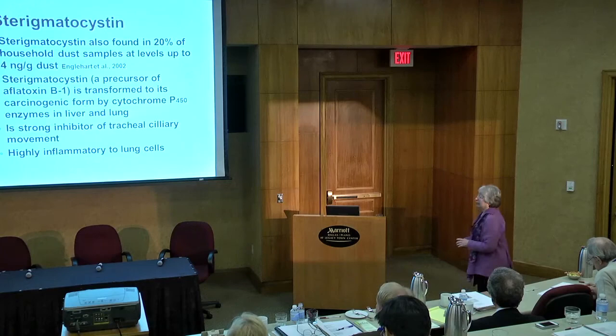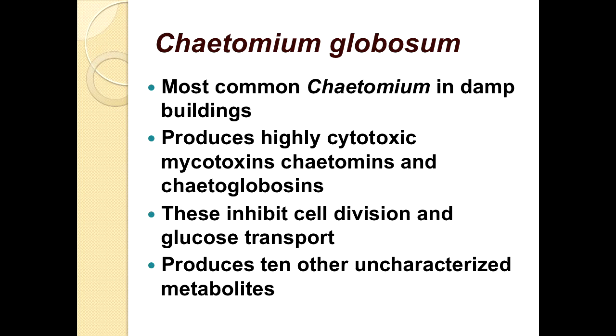Chaetomium globosum, most common Chaetomium in damp buildings, produces highly cytotoxic mycotoxins, inhibits cell division and glucose transfer, and it produces 10 other uncharacterized molecules whose toxicity we do not know.